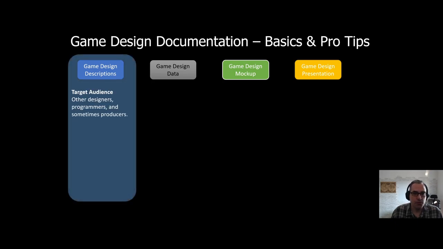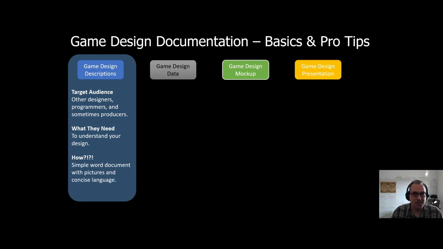Your target audience for game design descriptions are other designers, programmers, and sometimes producers. This can vary a little bit depending upon how that particular company that you're working with is structured. Sometimes the main designer could also be the CEO. I've seen that before. Sometimes your target audience won't know anything about games at all. But either way, the descriptions need to be informative, and they need to be able to explain your design.